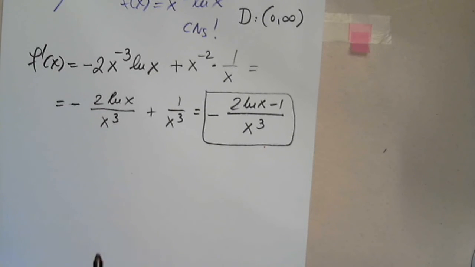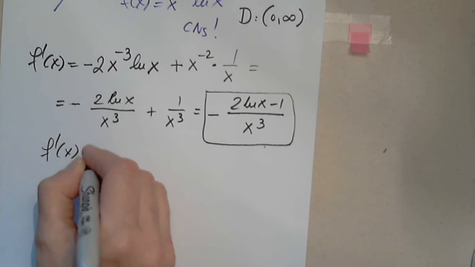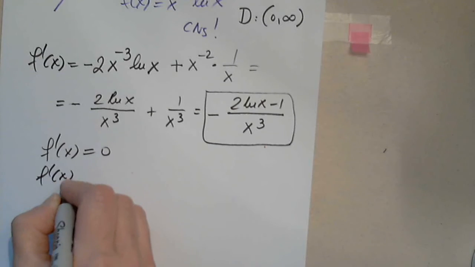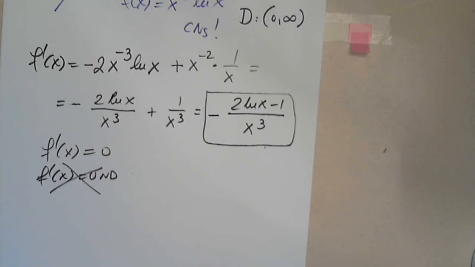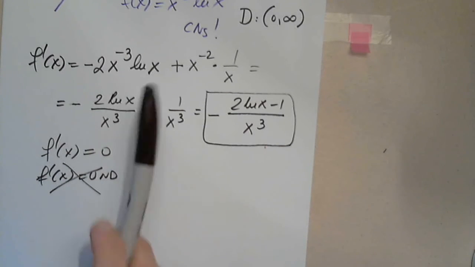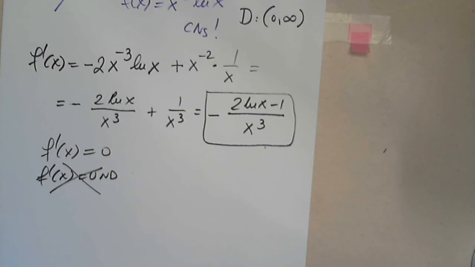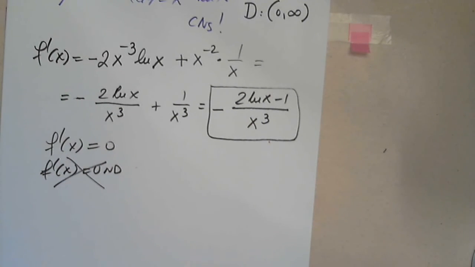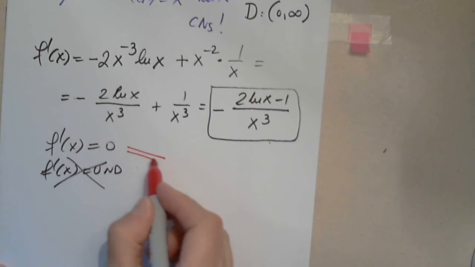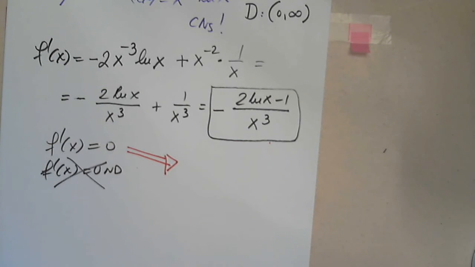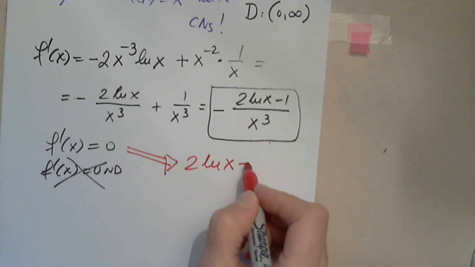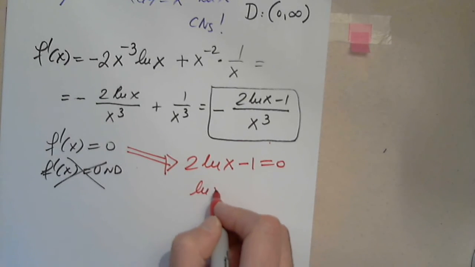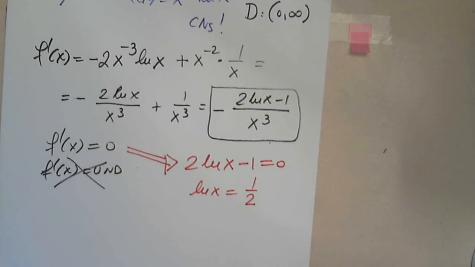So critical numbers will only come from this. From f prime of x being undefined? No, because this function is undefined at 0, but so is the original function, so it doesn't change anything. So from here, a fraction is 0 only when? Numerator is 0. Correct. So then I have to write 2 natural log x minus 1 equals 0, or natural log x equals 1/2. And what do I do now?